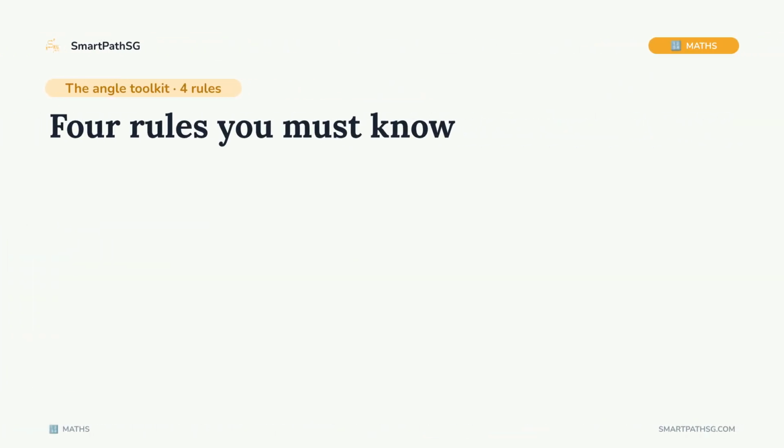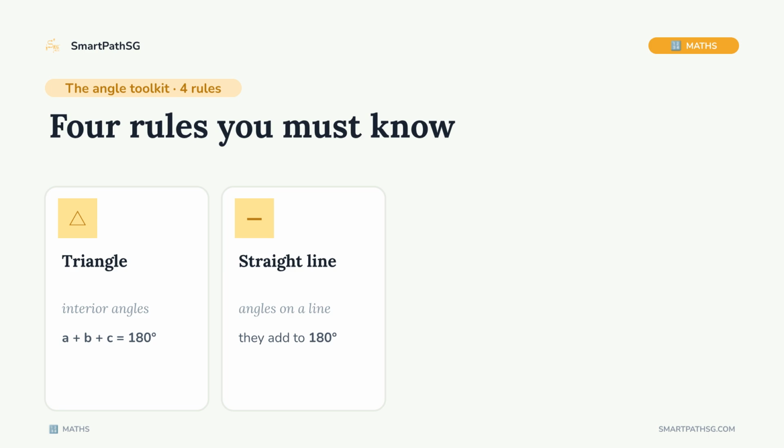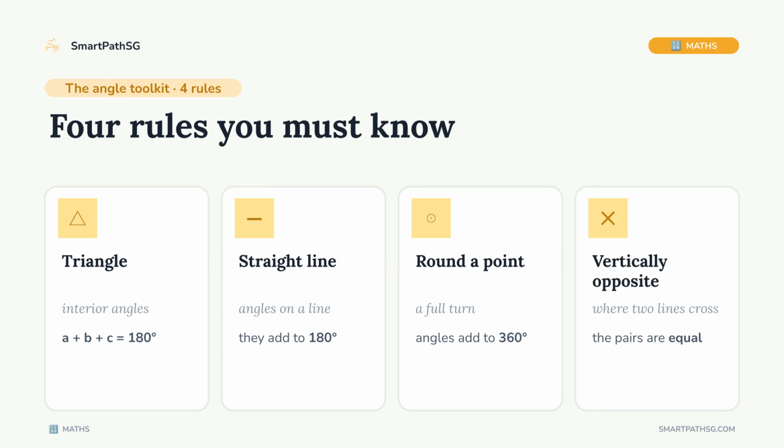You must know these 4 rules that do most of the heavy lifting. A triangle's interior angles add to 180. Angles on a straight line add to 180. Angles round a point add to 360. And where 2 lines cross, vertically opposite angles are equal.